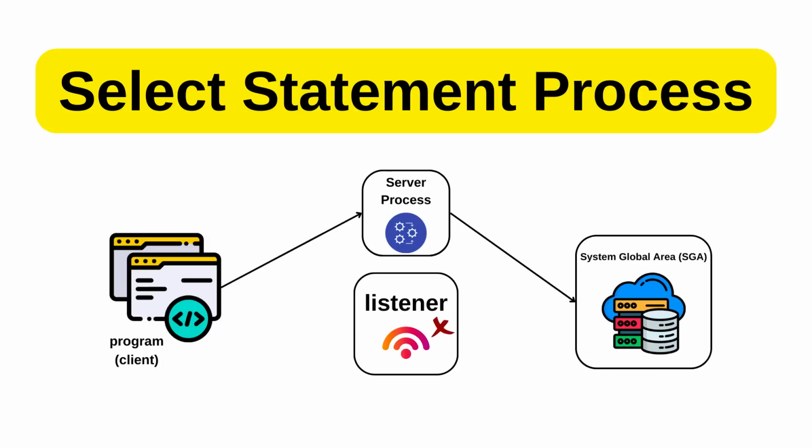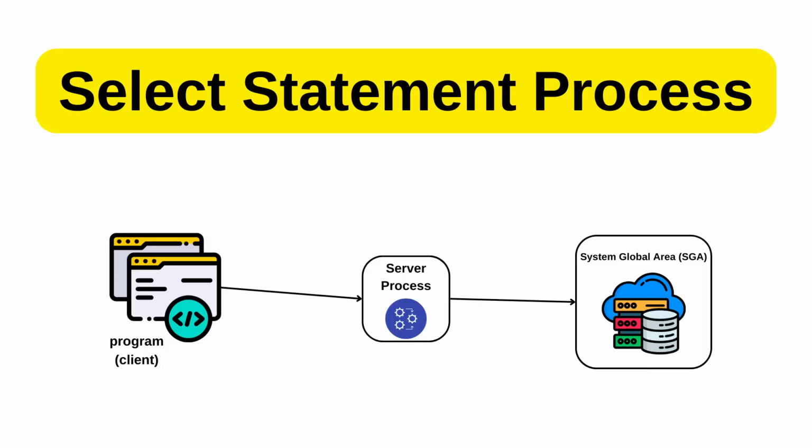The application and the database begin to communicate directly thanks to the server process. You can think of the application here as a client. Imagine the application runs a select query. Let's take a closer look at how the select query is executed by the database. The query is first brought to the server process from the application.